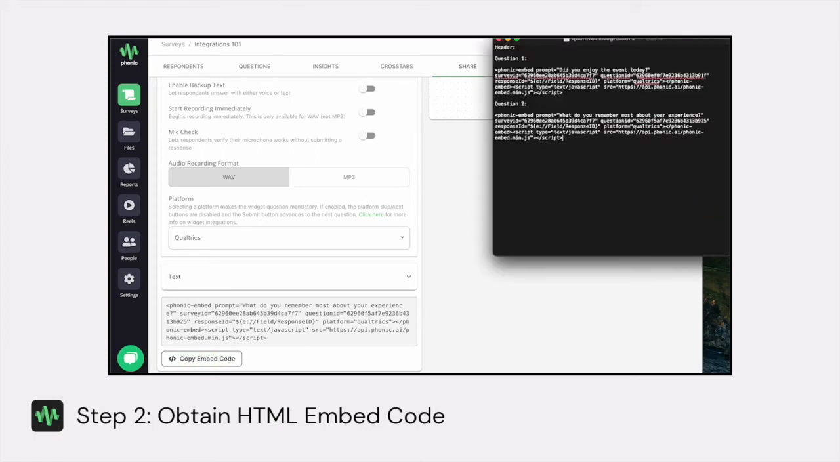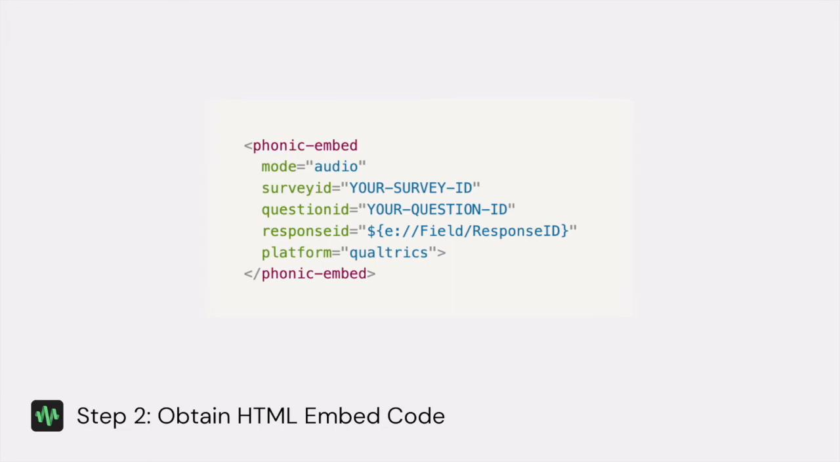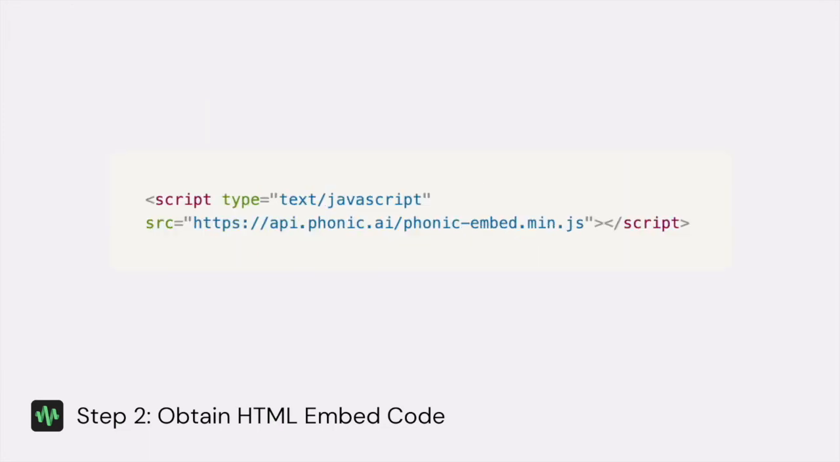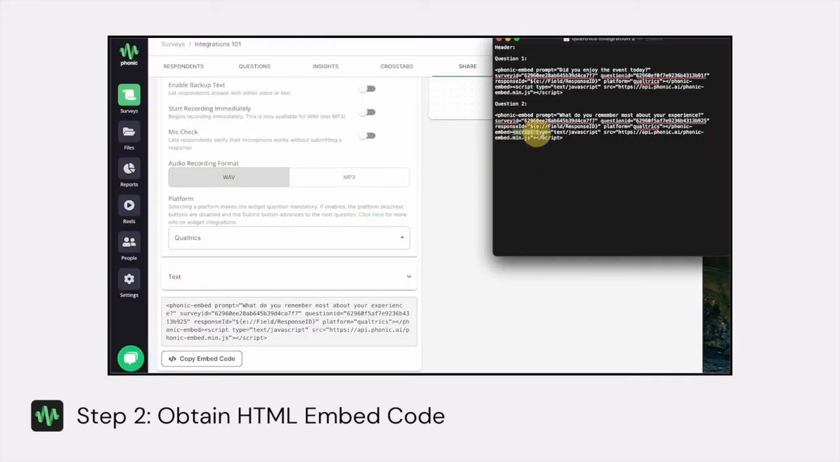Now there are two pieces to this HTML. Our Phonic embed tag, which will be entered directly into your Qualtrics question, and the script tag, which will be entered into your Qualtrics survey header. Let's separate these out now so that copying over to Qualtrics is straightforward. We only need one script tag, so we can just delete the second one.